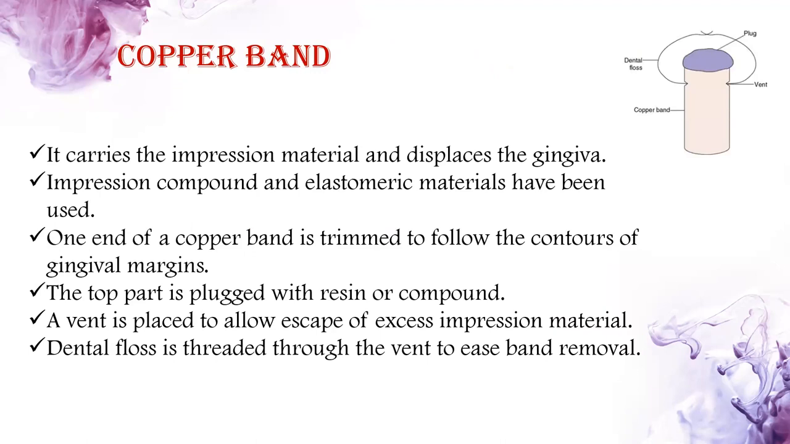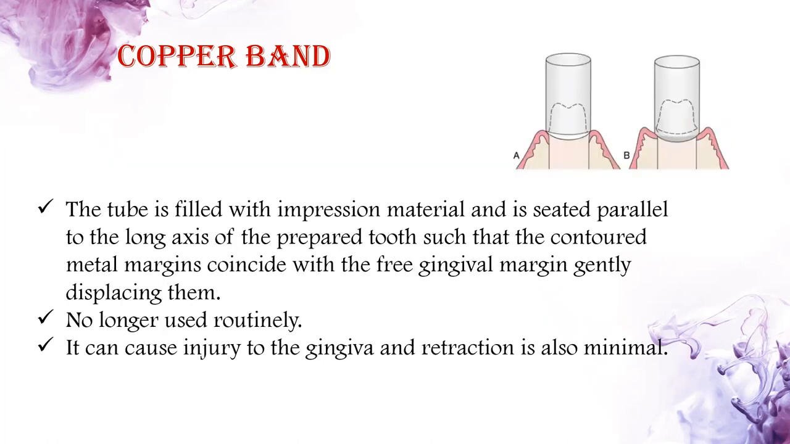It carries the impression material and displaces the gingiva. Impression compound and elastomeric materials have been used. One end of a copper band is trimmed to follow the contours of the gingival margin. The top part is plugged with resin or compound. A vent is placed to allow escape of excess material. Dental floss is threaded through the vent to ease band removal.